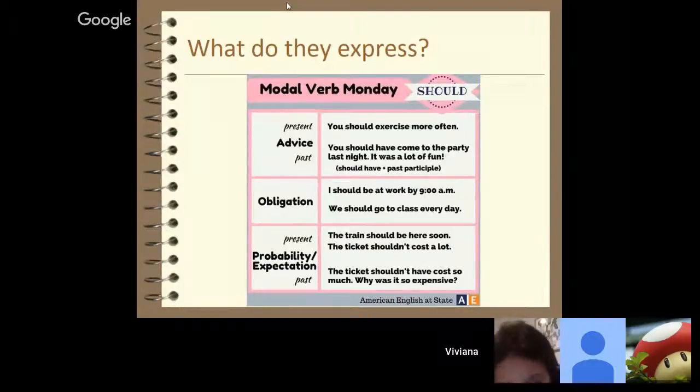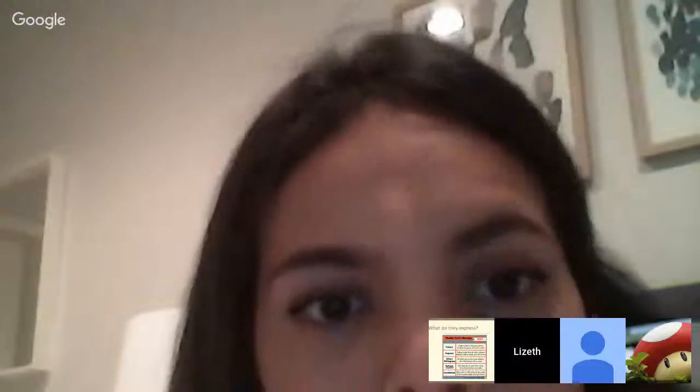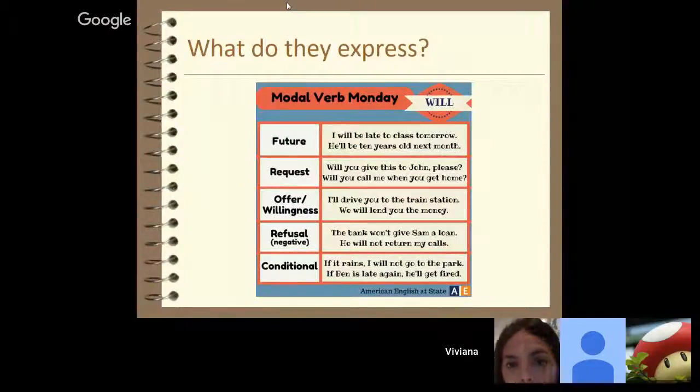And now we can also use it as a probability or expectation in the present and in the past. In the present, it's like the train should be here soon, or the ticket shouldn't cost a lot. And we have the probability in the past: the ticket shouldn't have cost so much. Why was it so expensive? Now, Lisette, can you help me with this one, please? Yes. Thank you.